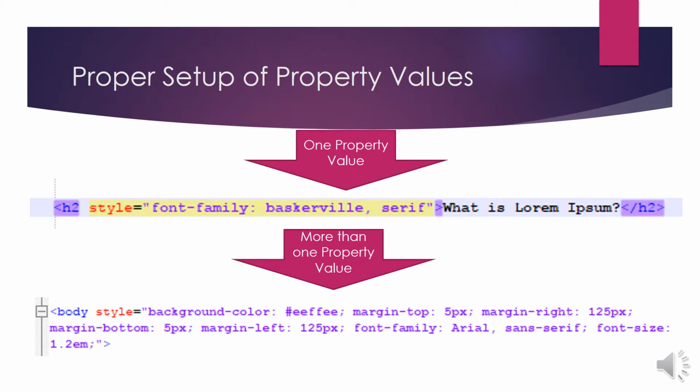quotation mark. So if you look at the difference between one property value and having more than one property value, you need a semicolon after each one of those property values in the body tag. Whereas in the H2 tag, there's only one property value, so you do not need to do that. Also note, when you have multiple property values, you do not have to keep writing the style property value. You only have to use it once.